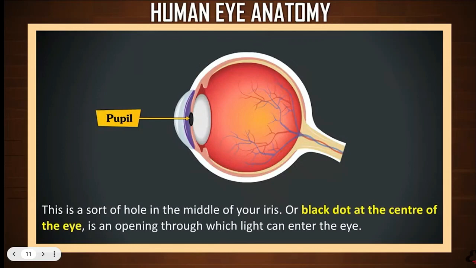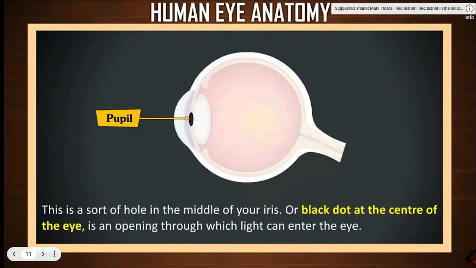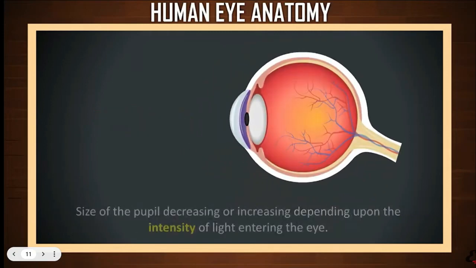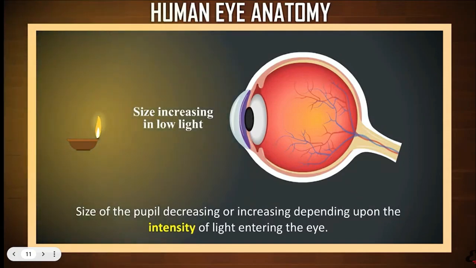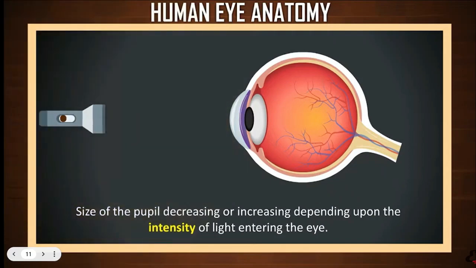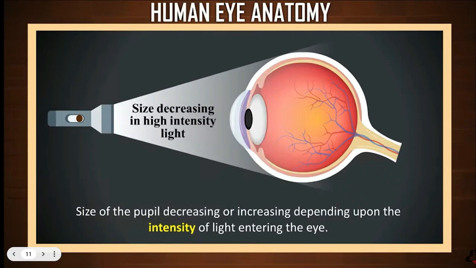Pupil. This is a sort of hole in the middle of your iris, or the black dot at the center of the eye, an opening through which light can enter the eye. Its size increases in low light. The size of the pupil decreases or increases depending upon the intensity of light entering the eye.